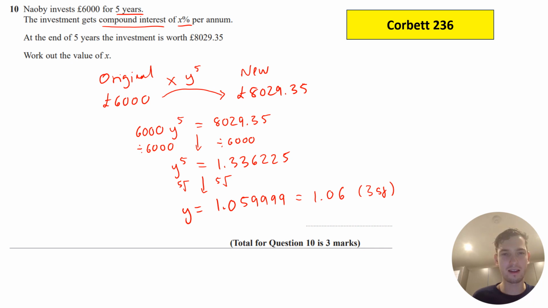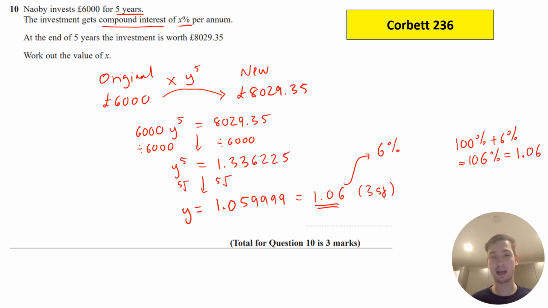Now, what does that mean the interest rate is? Well, if you think about what 1.06 is, what percentage increase is that? Well, I think that is a 6% increase. And I know that because 100% plus 6% is 106%, which divided by 100, you do get 1.06. So I figured out my percentage increase from my scale factor 1.06. So that's my answer, x equals 6%. Let's move on. That was a little bit of a tricky one.